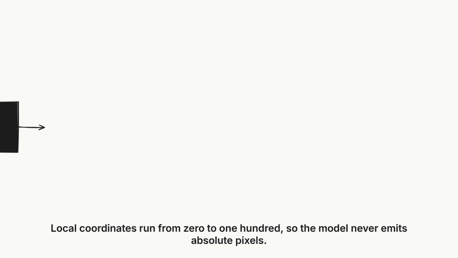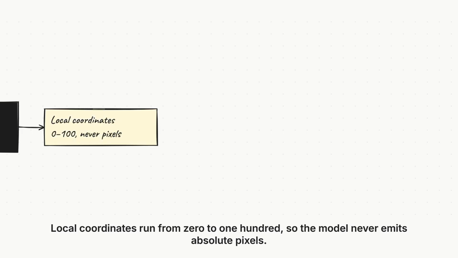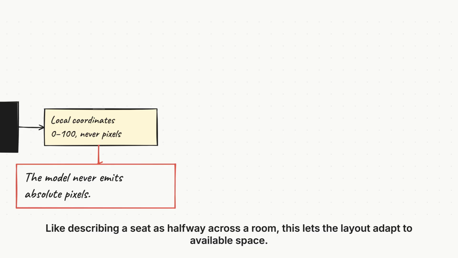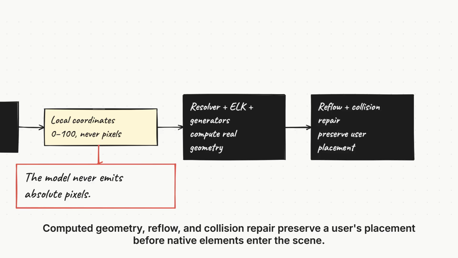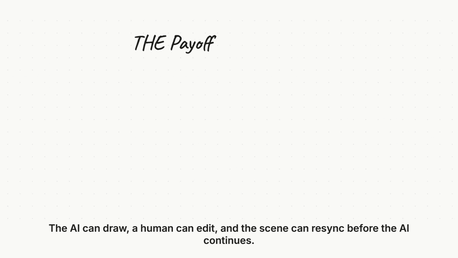Local coordinates run from 0 to 100, so the model never emits absolute pixels. Like describing a seat as halfway across a room, this lets the layout adapt to available space. Computed geometry, reflow, and collision repair preserve a user's placement before native elements enter the scene. The AI can draw, a human can edit, and the scene can resync before the AI continues.